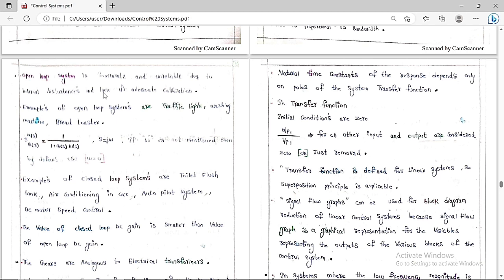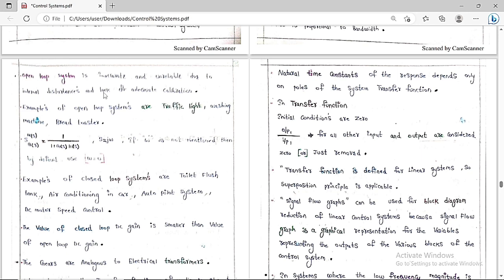So due to internal disturbances as well as external disturbances, we can say the open loop system is inaccurate as well as unreliable, and it also lacks adequate calibration.